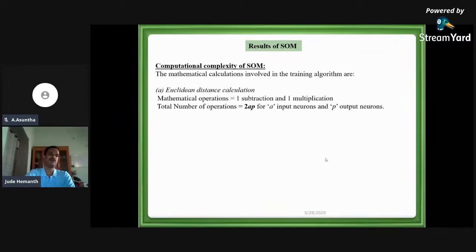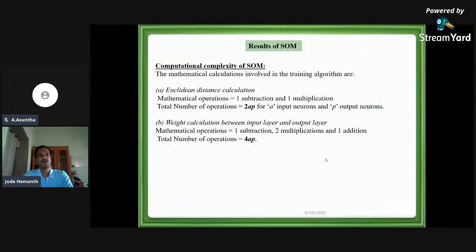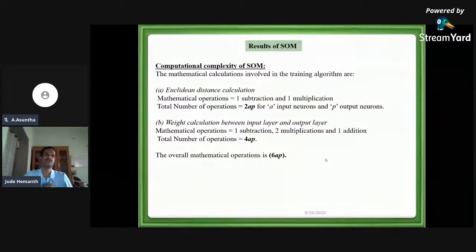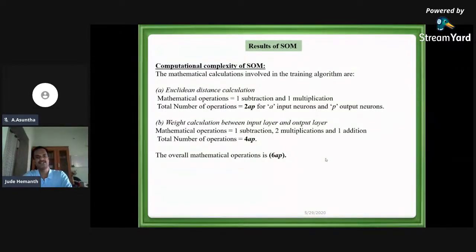So I have done a small computational analysis also. Mathematically, when I look at my algorithm, I have only two equations. One is the Euclidean distance calculation equation, and the other one is the weight adjustment equation. If I say one subtraction and one multiplication for my first equation, then I say two mathematical operations. For A neurons and P output neurons, I will have 2AP. Similarly, I will have 4AP. When I put together, it will be 6AP.